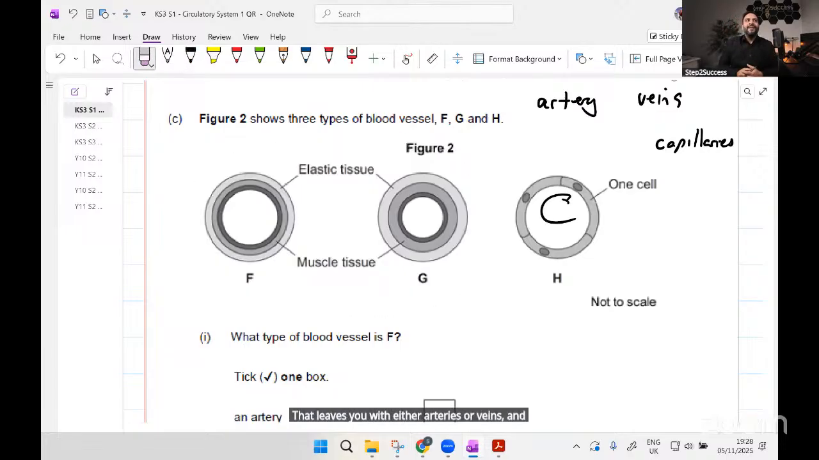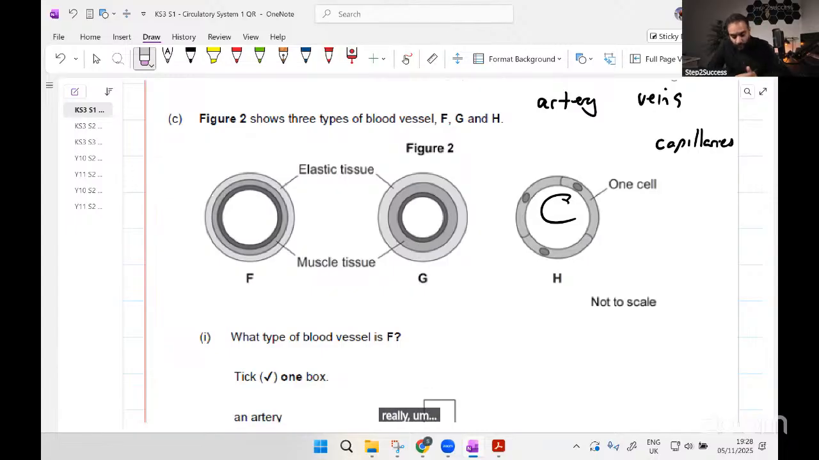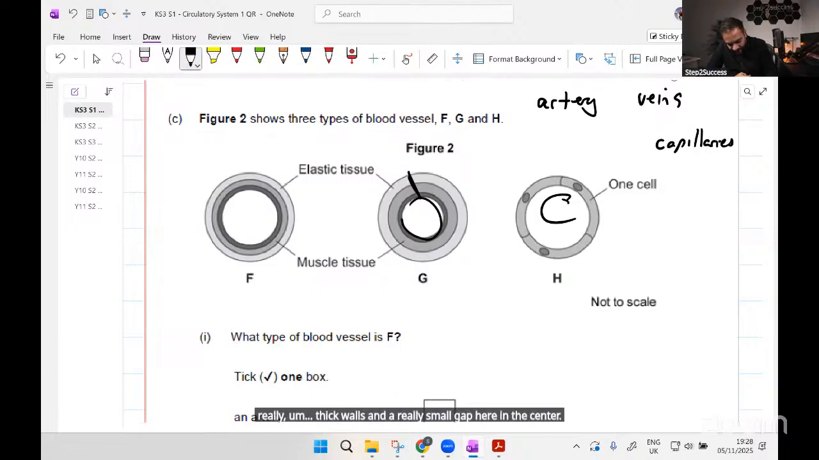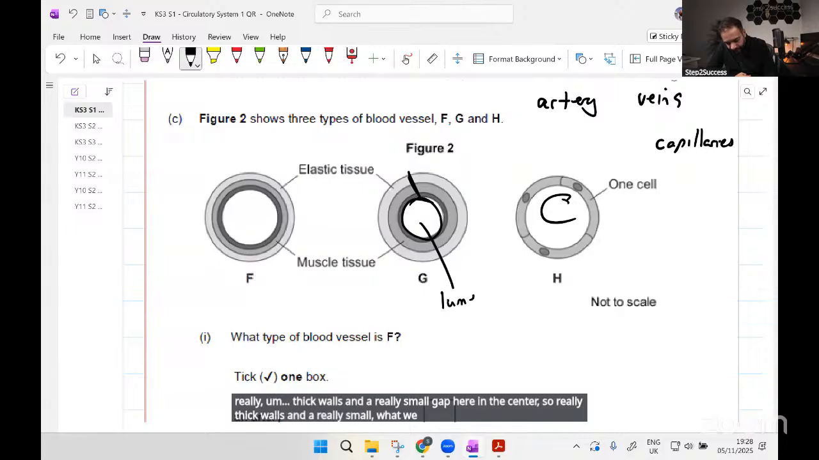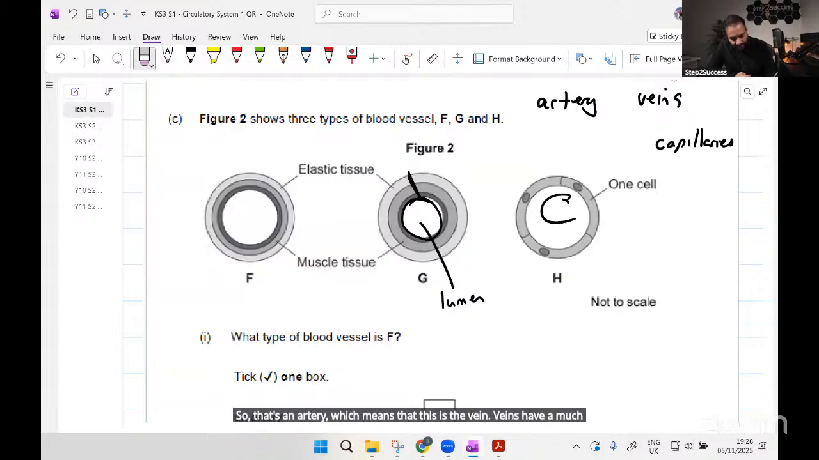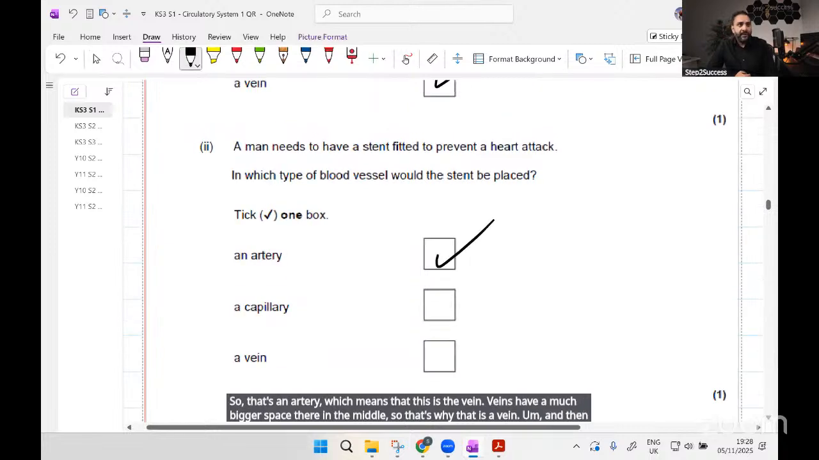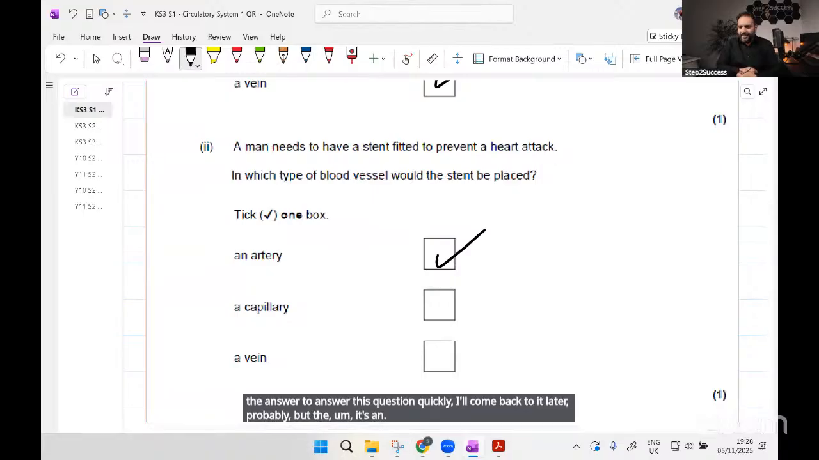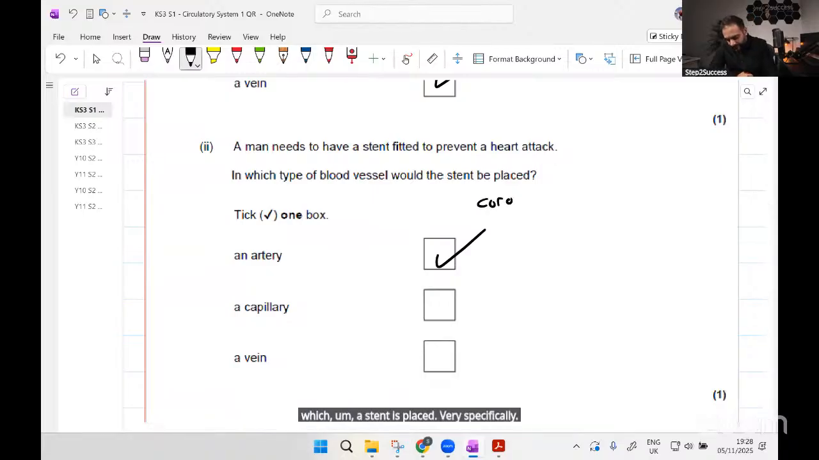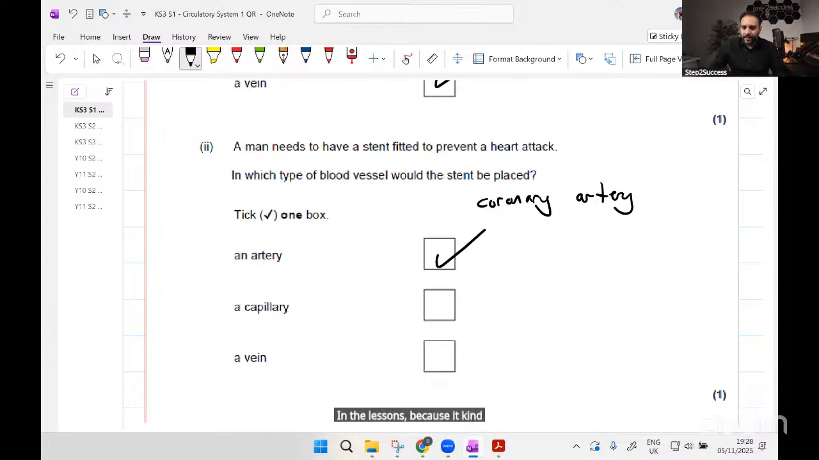And what you have to remember is that arteries have got really thick walls and a really small gap here in the center. So really thick walls and a really small, what we call lumen. So that's an artery, which means that this is the vein. Veins have a much bigger space there in the middle. So that's why that is a vein. And then to answer this question quickly, I'll come back to it later probably. But it's an artery in which a stent is placed. Very specifically, it's called a coronary artery. You might not have covered this in the lesson because it kind of comes into disease a little bit more.